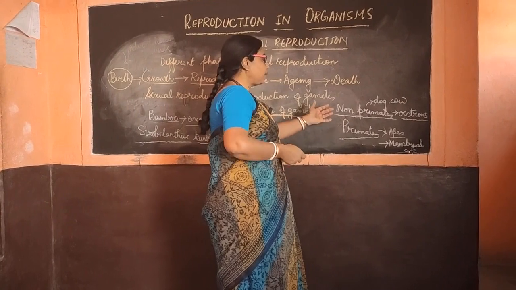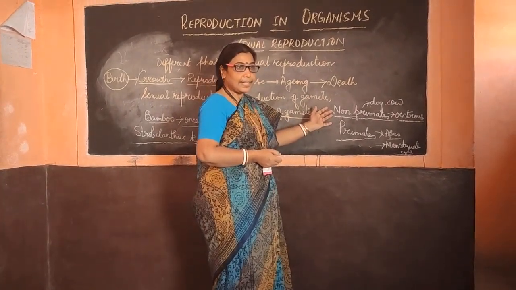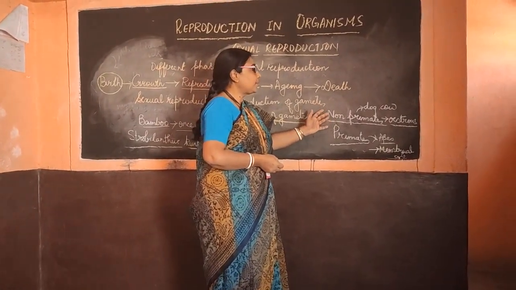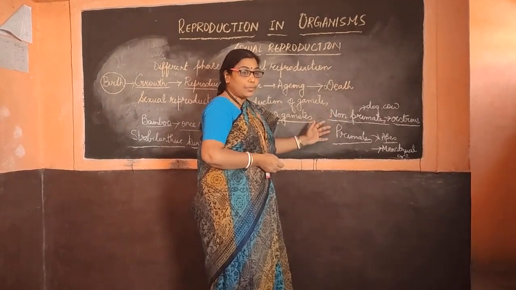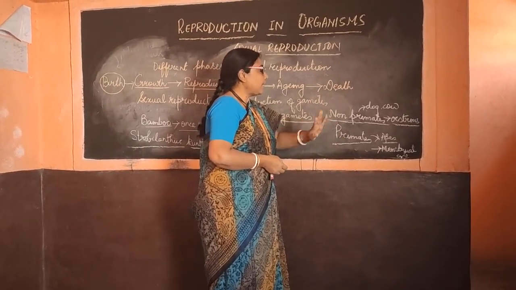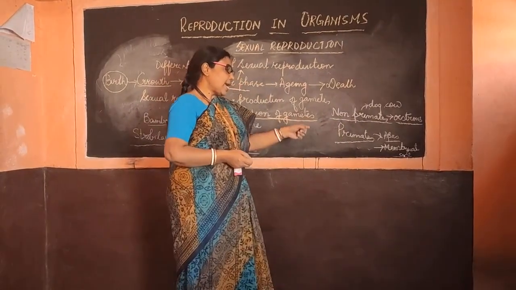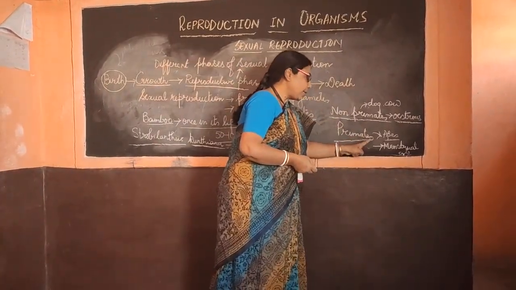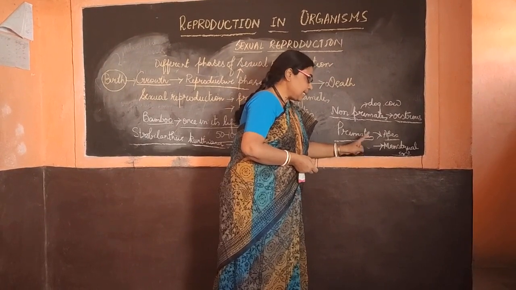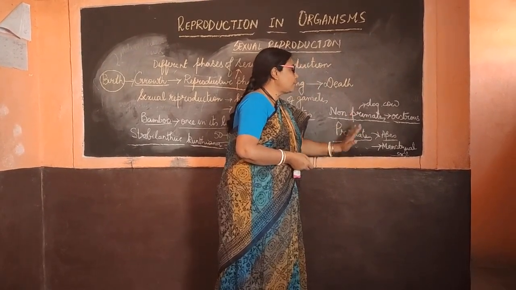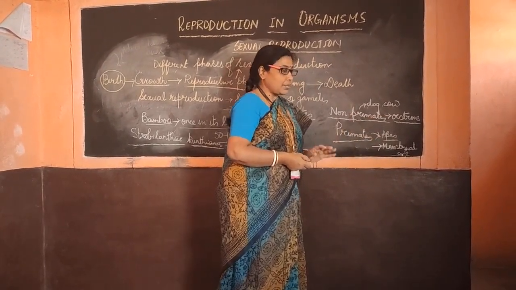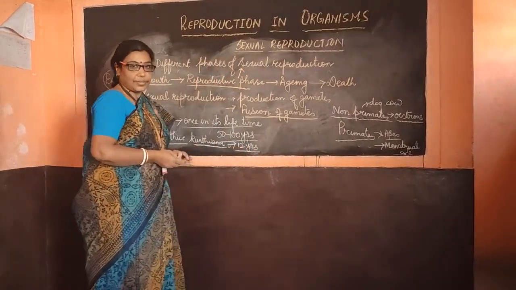The oestrus cycle and menstrual cycle are possible only in placental animals, and due to the regulation of hormonal control, this phenomenon of oestrus cycle and menstrual cycle occurs. This topic we are going to deal with in detail in human reproduction, so I'm not going into the details of it right now.